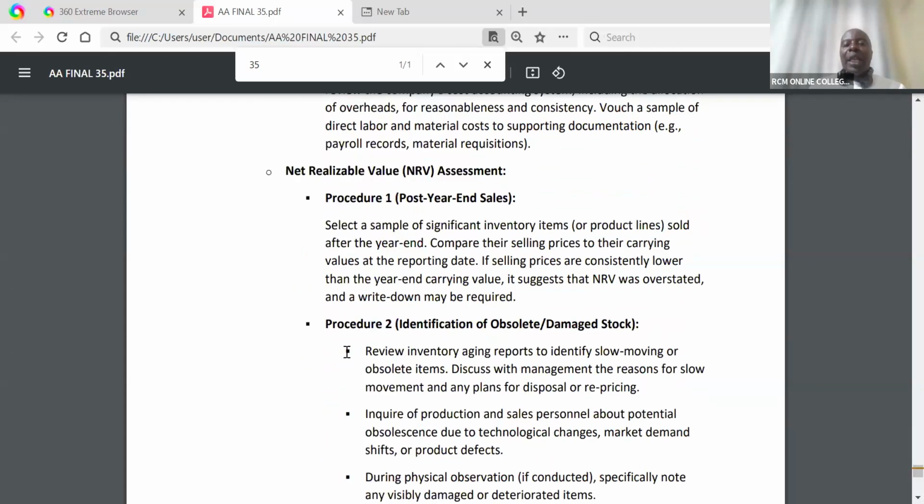anomalies. So select a sample of significant inventory items or product lines sold after the year end. Compare their selling prices to their carrying values at the reporting date. If selling prices are consistently lower than the year-end carrying values, it suggests that net realizable value was overstated and a write-down may be required.